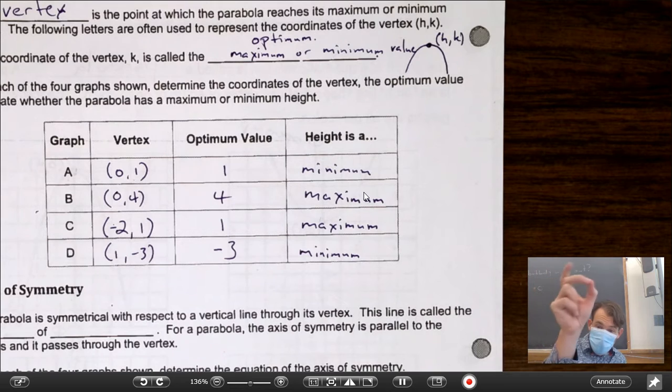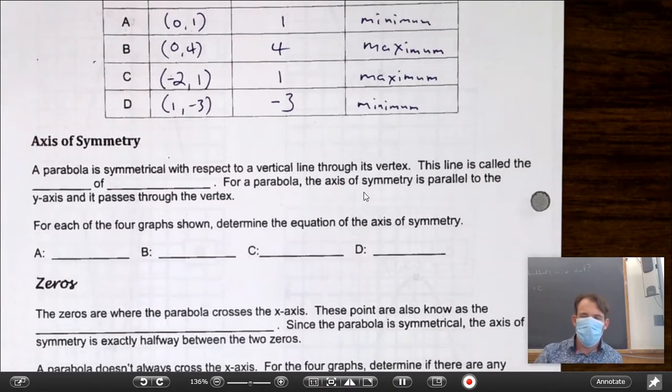So the point in between was the vertex. That was the highest point. That was the optimum profit they could make. So that's why we call it an optimum value. It often optimizes what you're looking for. Okay. So next is the axis of symmetry.